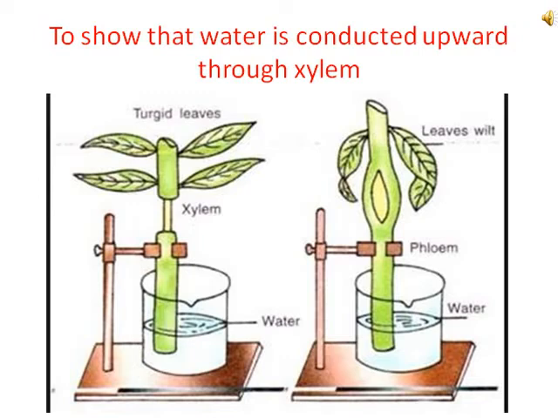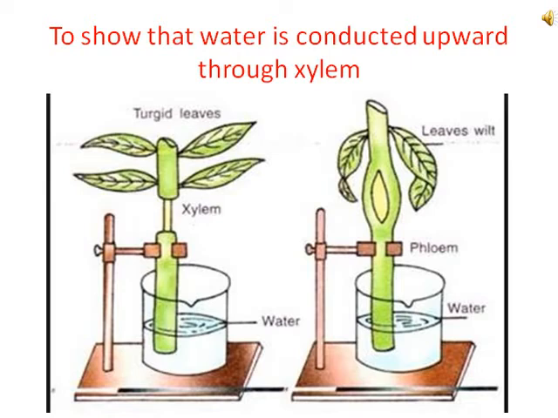After a few hours we can see that the leaves of the first experimental setup will be alright because the xylem is remaining there, so the water can pass through the xylem. But in the second setup we removed the xylem, so there will be wilting of the leaves. That means the leaves will be wilted because there is no xylem to conduct the water. So this experiment proves that water is conducted upward through the xylem.